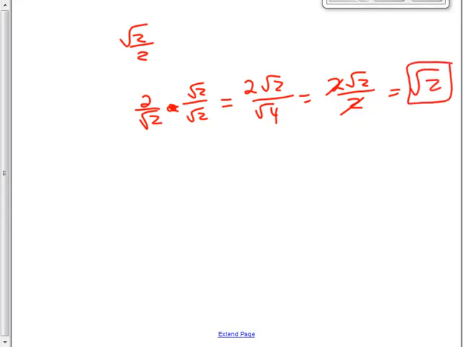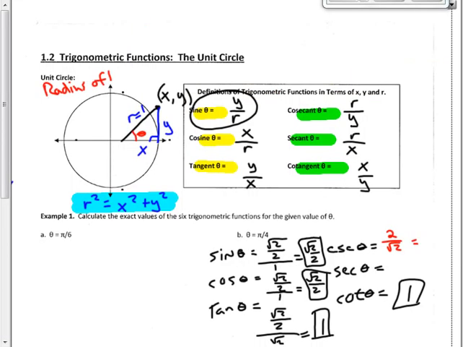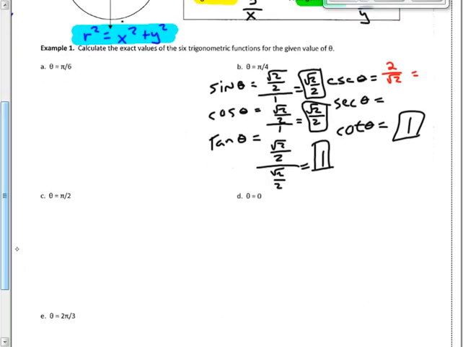Notice what happened. Last time we had 3 over the square root of 3. This time we have 2 over the square root of 2. Last time it came out to be the square root of 3. This time it comes out to be the square root of 2. Make sure that you're looking for patterns. Math is all about patterns. That's what we're looking for. Don't make yourself have to do all this work every single time. Secant is the same thing. 2 over the square root of 2. When I rationalize that, I get the square root of 2. Cosecant is the inverse of sine. We took a look at that one already.